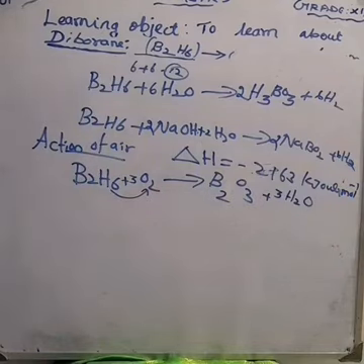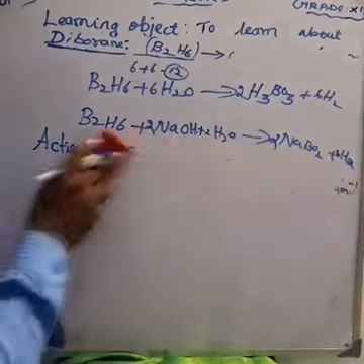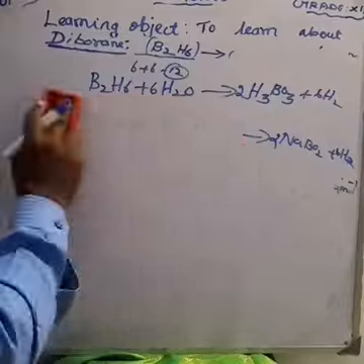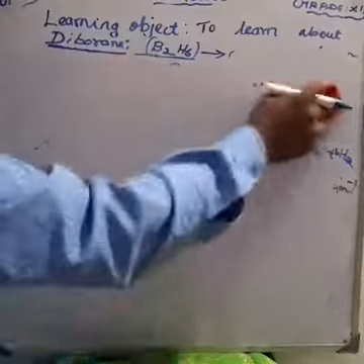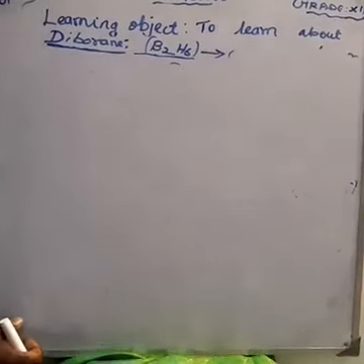Okay, next one important question. What happens when diborane reacts with methyl alcohol? What is the formula of methyl alcohol? CH3OH. What is the formula of diborane?